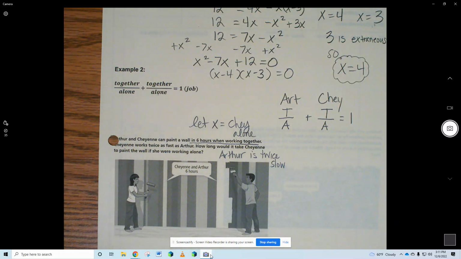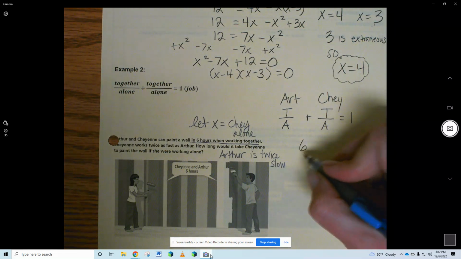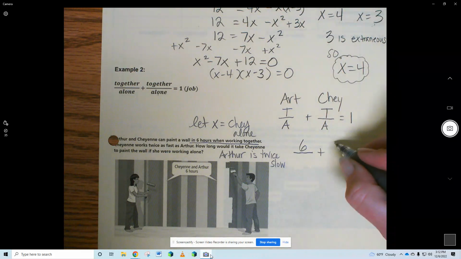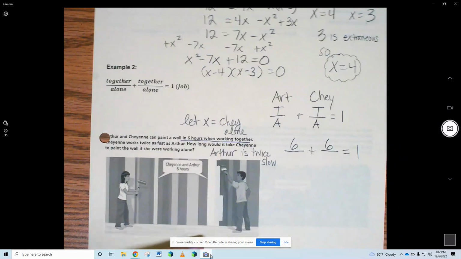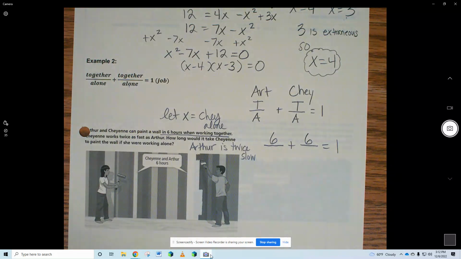I know that together they can do it in 6 hours. So I'm going to have 6 as my numerator for Arthur and 6 as my numerator for Cheyenne. That's already given to me. That won't be too difficult.